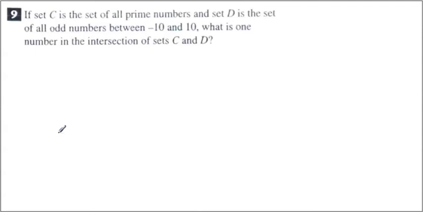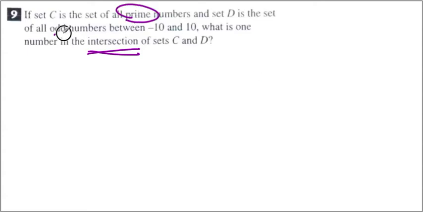Let's look at number 9 together. Set C is the set of all prime numbers, and set D is the set of all odd numbers between negative 10 to positive 10. What is one number in the intersection? Intersection simply means things that are common in C and D. So we are looking for prime numbers at the same time.